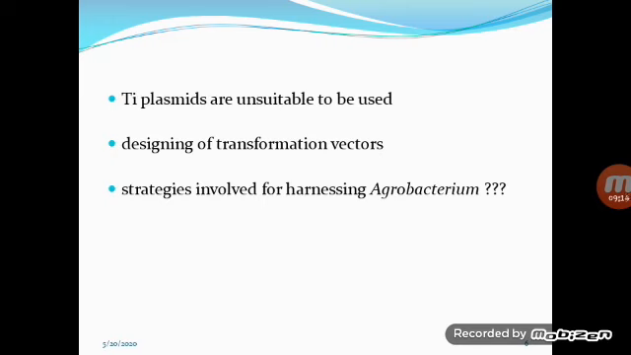Now it is also well known that disarmed T-DNA left and right borders along with genes of Vir regions are essential elements for designing of transformation vector. Now let's see how transgenic plants can be strategized, or a strategy can be made for harnessing Agrobacterium for introduction of new desired genes into the plants.